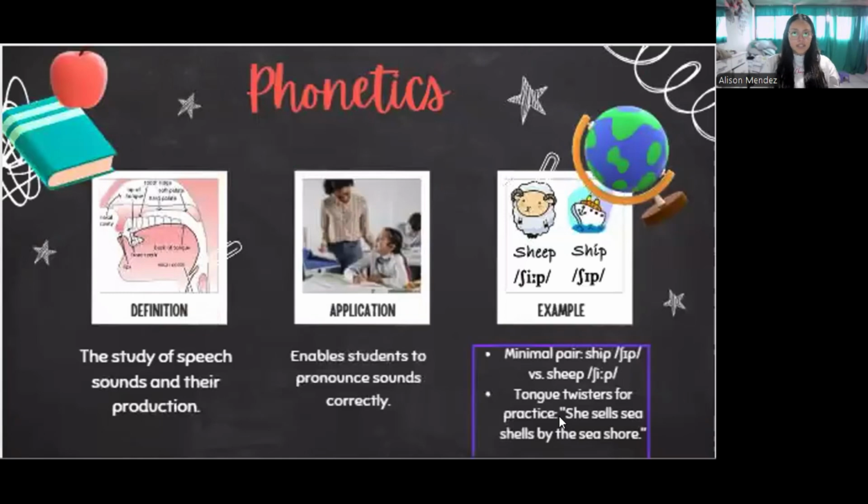Okay, next is phonetics. It's about how we produce and perceive speech sounds. For example, the TH sounds in "this" and "thing" require specific tongue placement. By teaching phonetics, we can guide students to correctly pronounce challenging sounds. A common challenge for EFL learners is distinguishing words like "sheep" and "ship," which differ only in the length of the vowel. Practicing this subtle difference can significantly improve pronunciation.